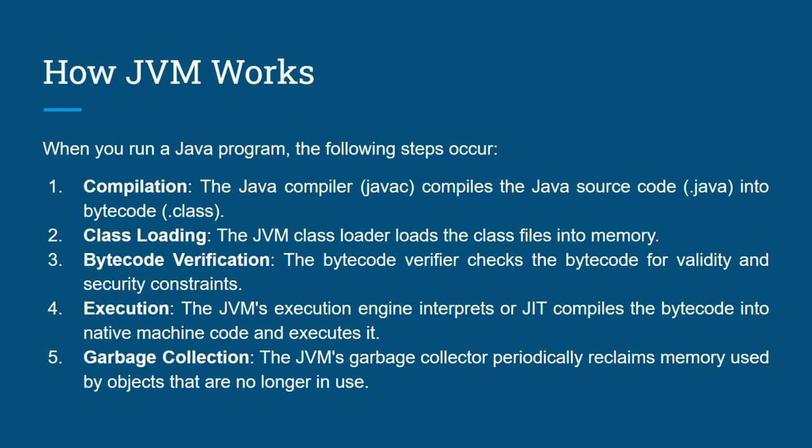Third, bytecode verification. The bytecode verifier checks the bytecode for validity and security constraints. Fourth, execution. The JVM's execution engine, the JIT compiler, compiles the bytecode into native machine code and executes it. Fifth, garbage collection. The JVM's garbage collector periodically reclaims memory used by objects that are no longer in use.